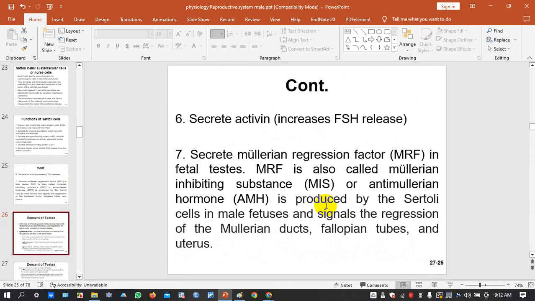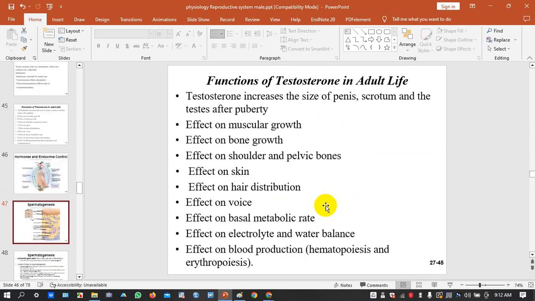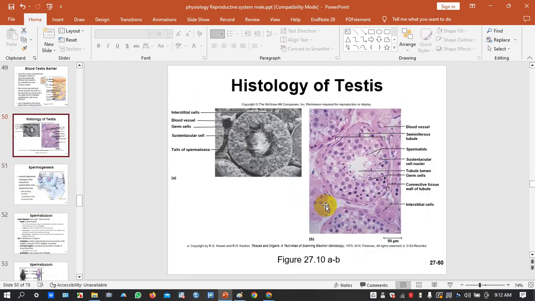So let me show you the diameter of the tubule. So this is the diameter of the tubule from here to here. From here to here is the diameter, and the length here we can't see because this is a cross section. The diameter from here to here is the diameter, or from here to here is the diameter, but the length you can't see in a cross section.